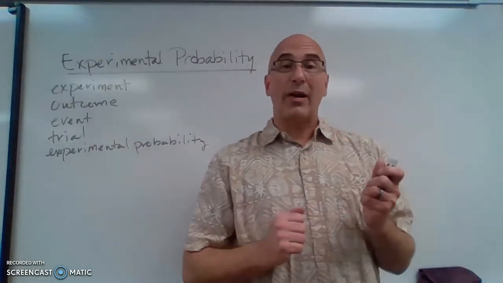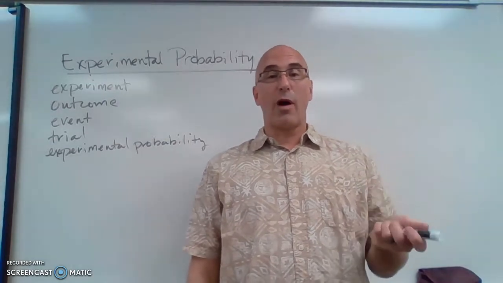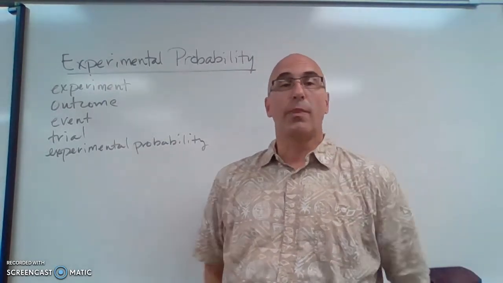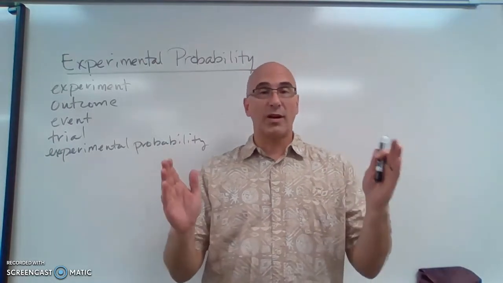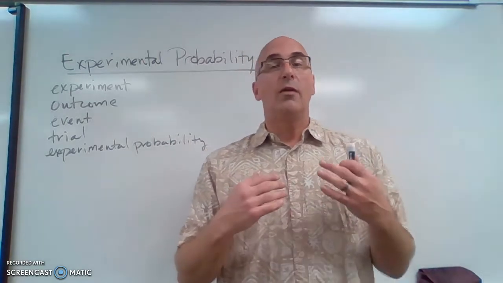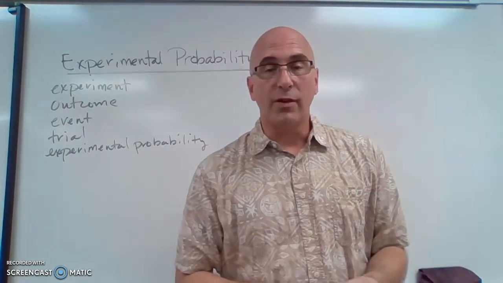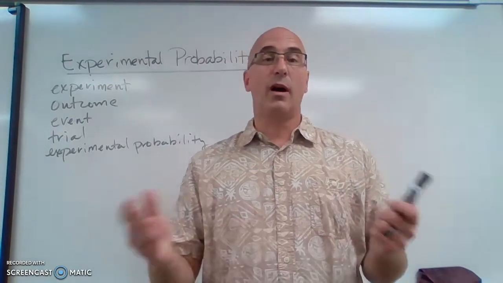So today we will talk about experimental probability. In our last lesson, we learned that probability is the likelihood of something occurring. So an experiment is what you're actually studying. An example of an experiment would be making free throws in basketball. Okay, we are going to do an experiment on that.